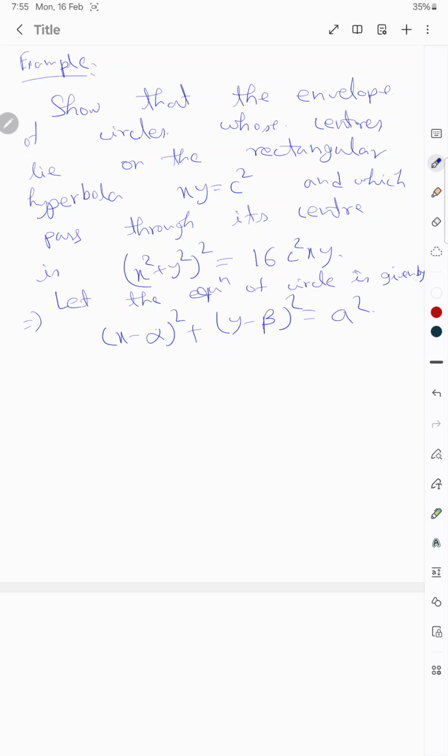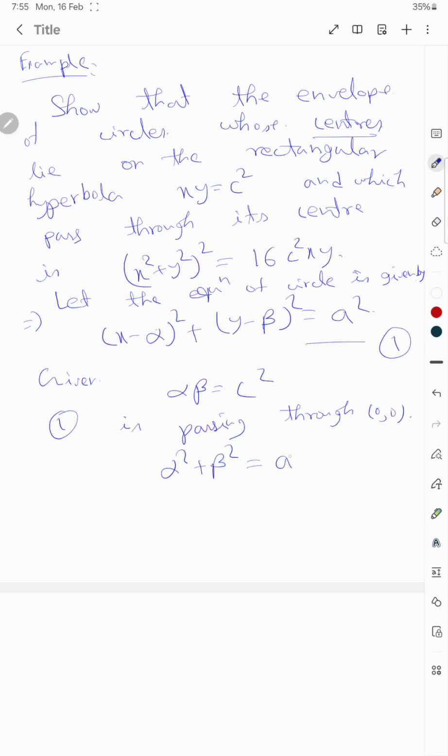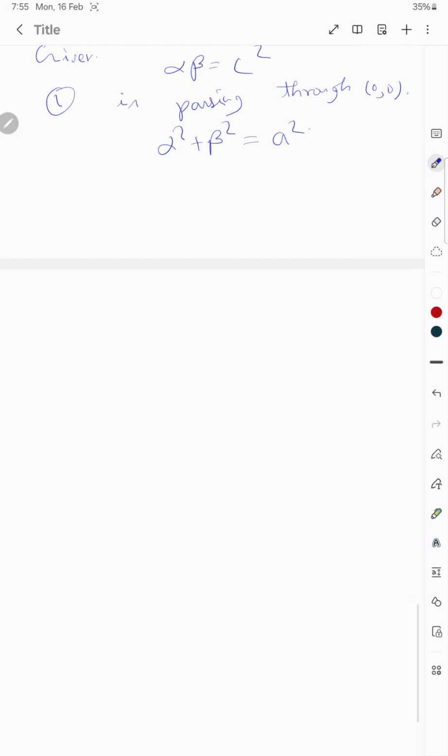Now this is saying a circle whose center is satisfying this rectangular hyperbola. So the center is your alpha beta. Given alpha into beta is equal to c square, and it is also given that this is passing through 0 0, so alpha square plus beta square is equal to a square. These two things you have.